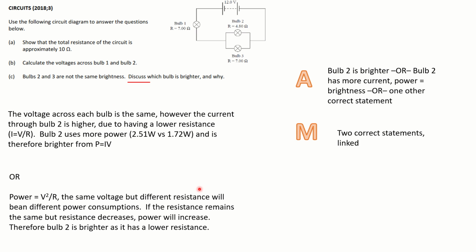For merit, you've got to say two correct things, so the voltage across each bulb is the same would be a statement, and stating that the current through bulb 2 is higher would be another correct statement. And you need to link them together. For excellence, you need to basically have the whole description, this one here or that one there, referring to an equation.